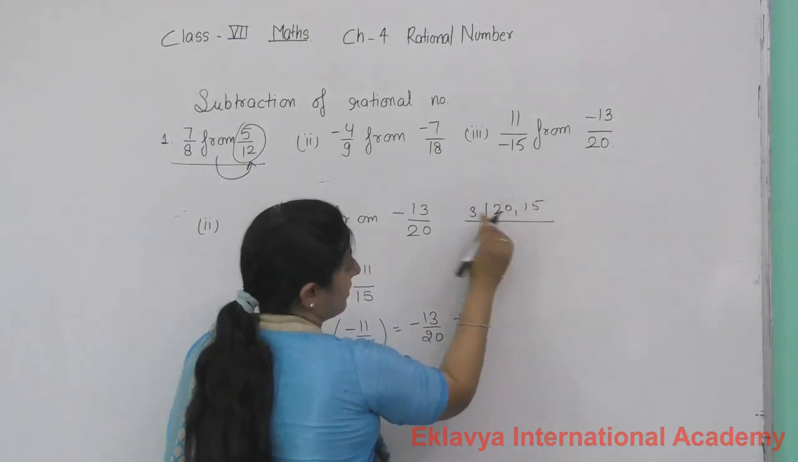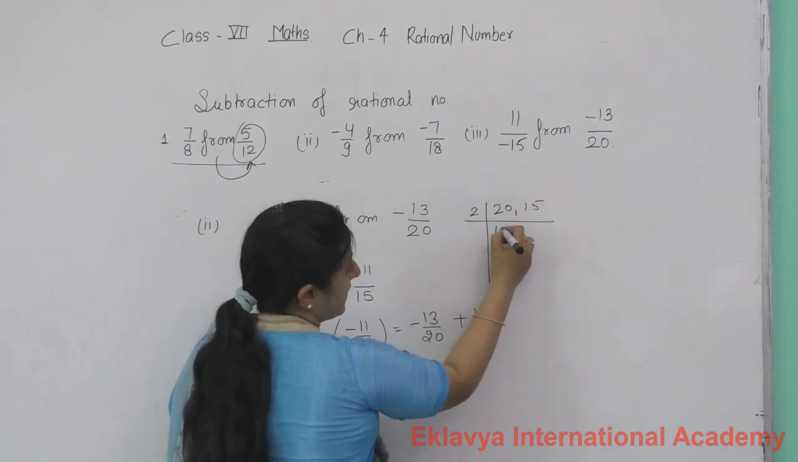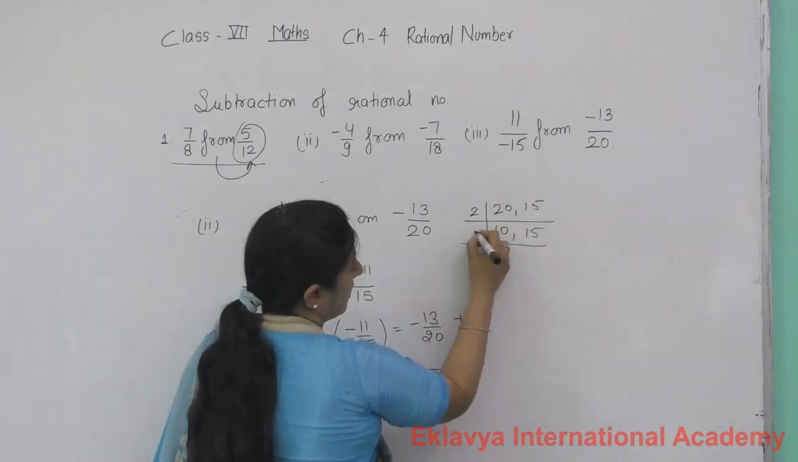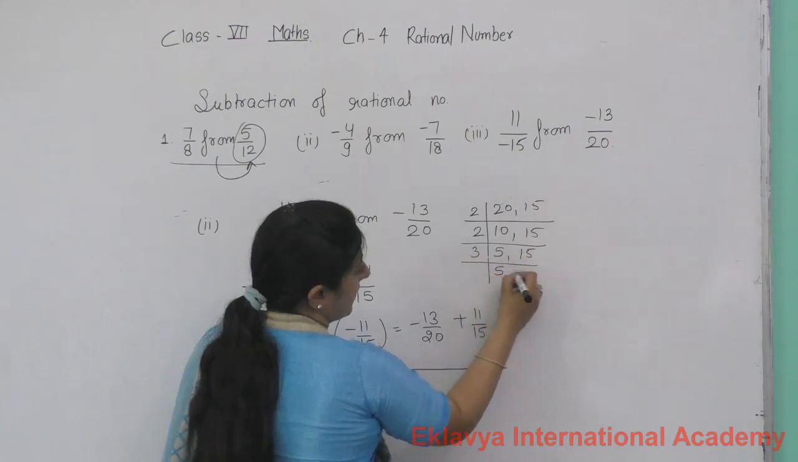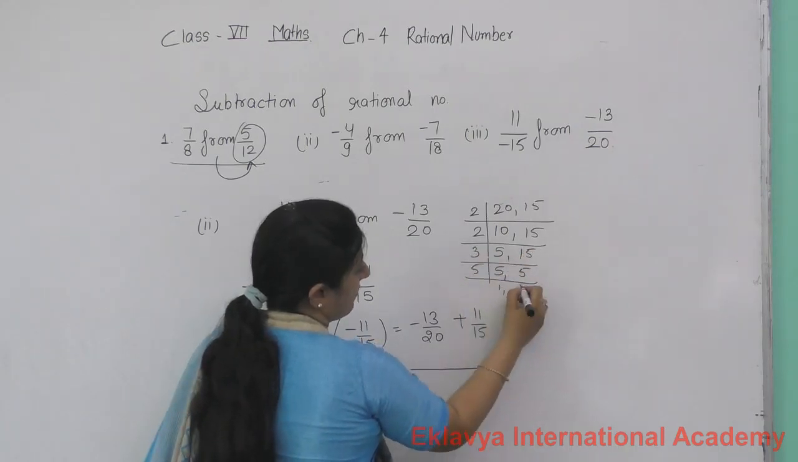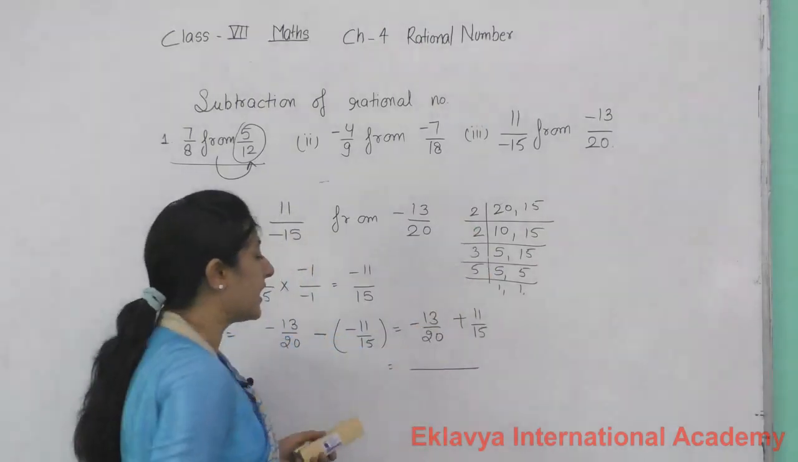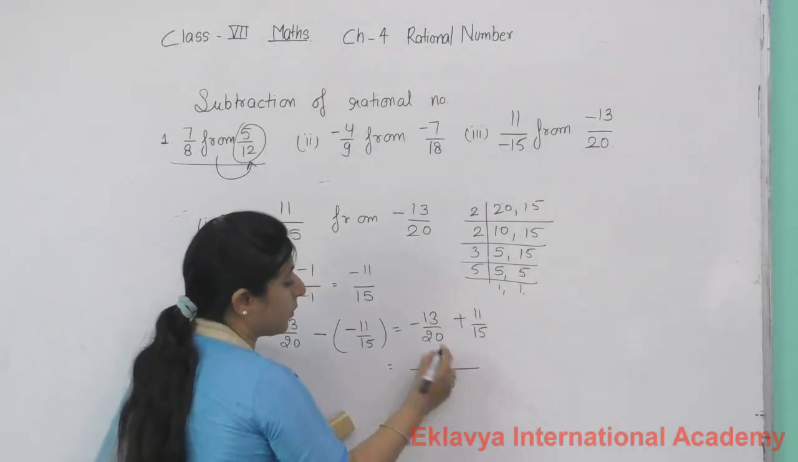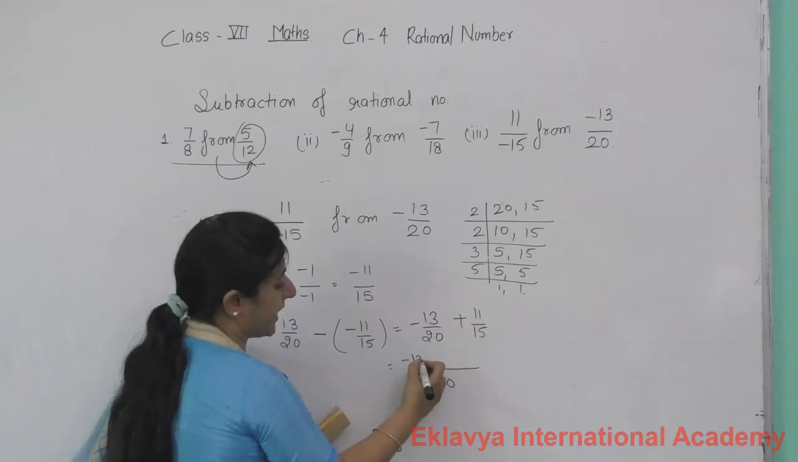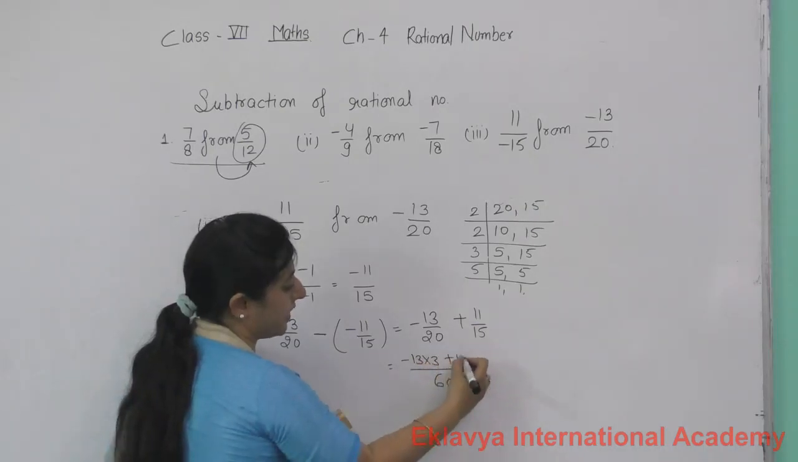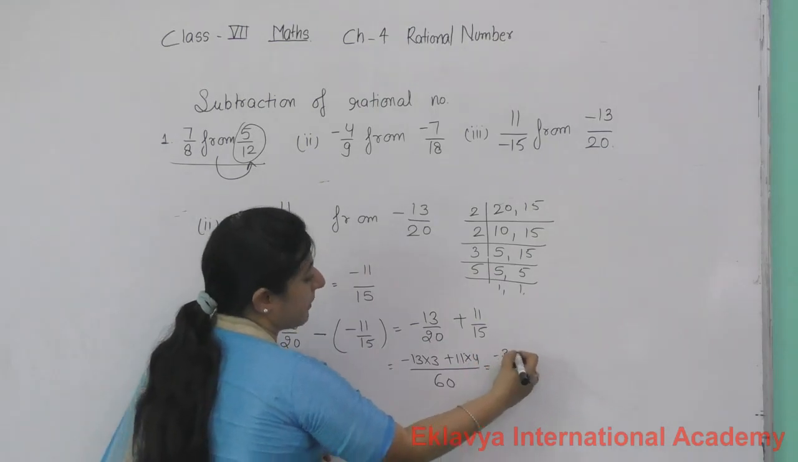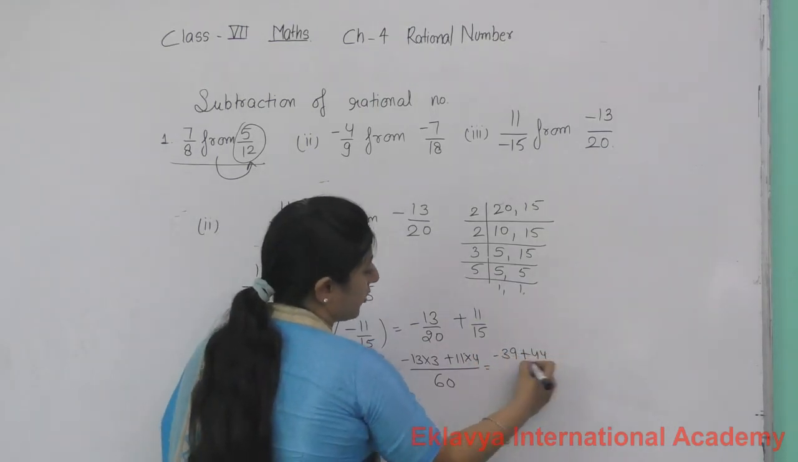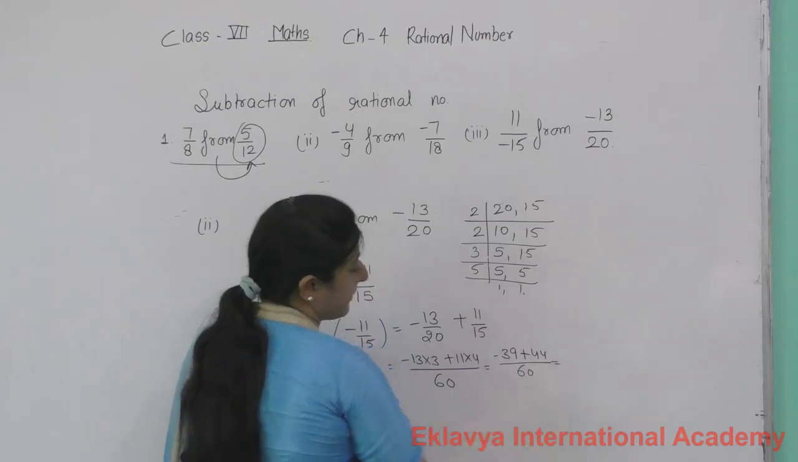3, 2 tens are 20, 2 fives are 10, 3, 5, 5 threes are 15, 2s are 30, 2s are 60. 20 with 3s are 60, so minus 13 into 3 plus 11 into 4. This becomes minus 39 plus 44 divided by 60.